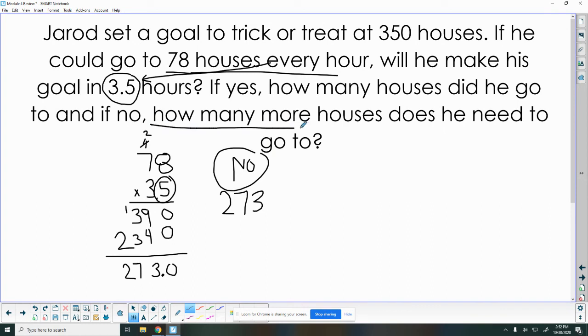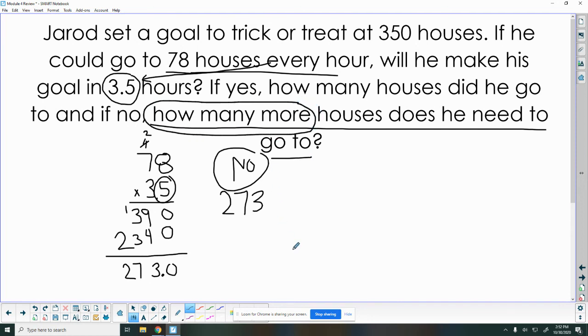If no, how many more houses does he need to go to? So these words right here, how many more? See if you can set up a problem that will tell you how many more houses he needs to get to. So I would take 350 because that's what he wants, but he's only been to 273 and see how many are left to go.